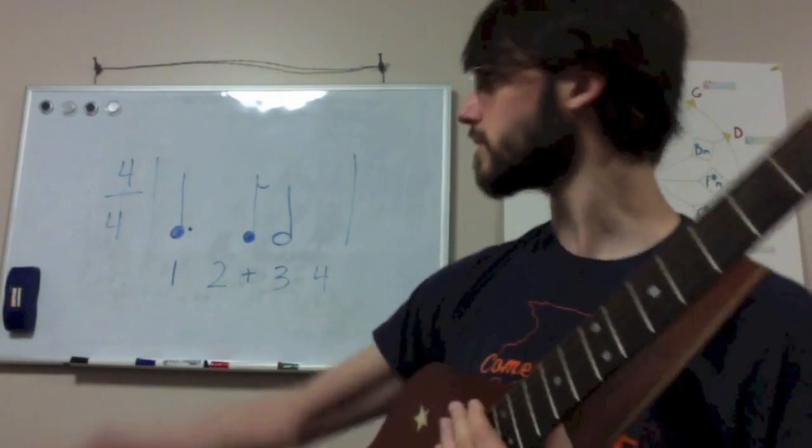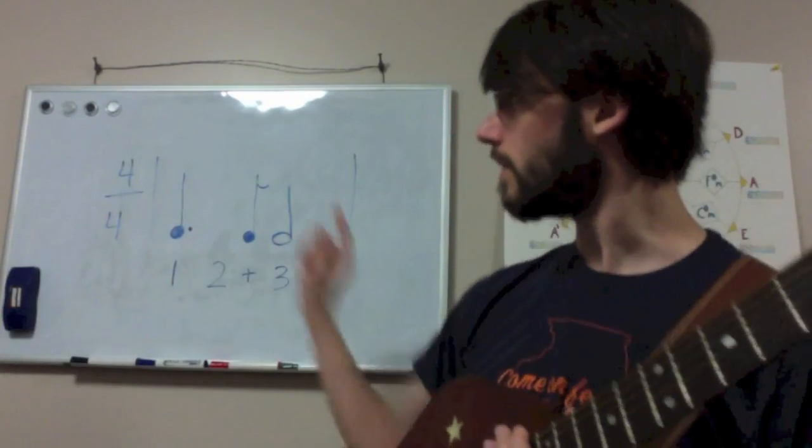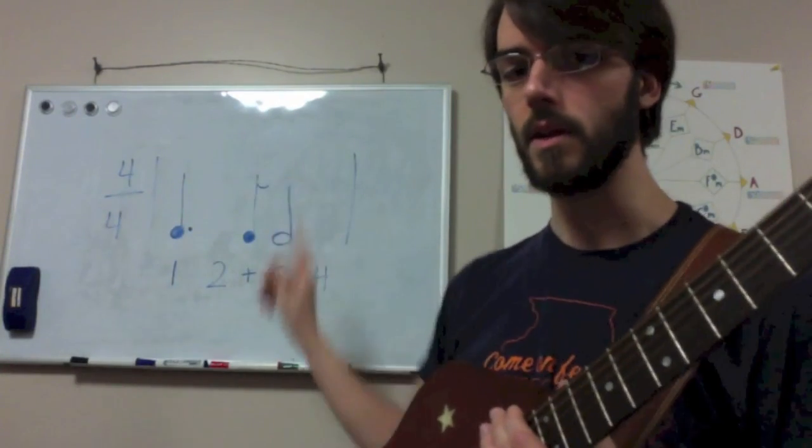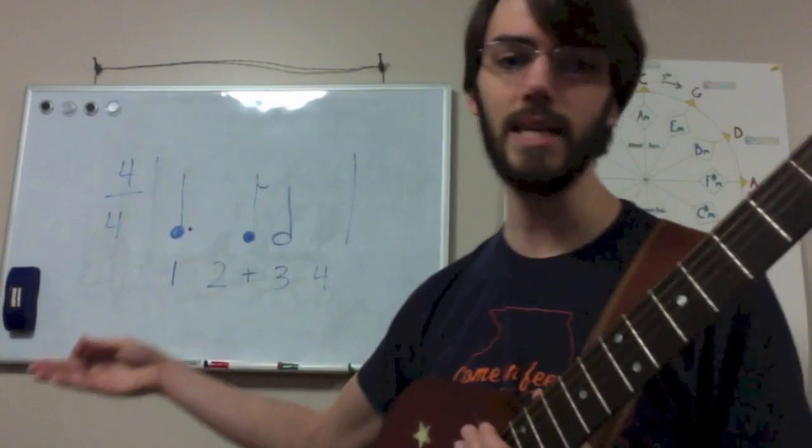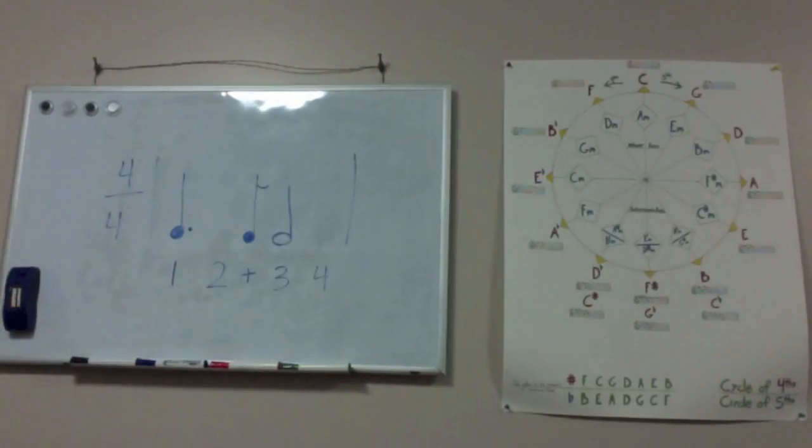Alright, so what I'm doing is I'm playing on 1, then the and of 2, then I'm playing on 3, and that finishes out the measure, and then I just repeated it. Alright?